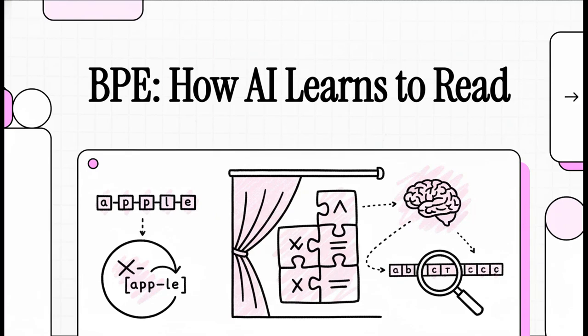All right, today we're going to pull back the curtain on something that's absolutely fundamental to modern AI. How in the world does a machine actually learn to read our language? This isn't just a small detail, it's the very first critical step that lets an AI understand what you're asking, write an email, or even generate code. We're diving deep into something called byte pair encoding, or BPE for short.